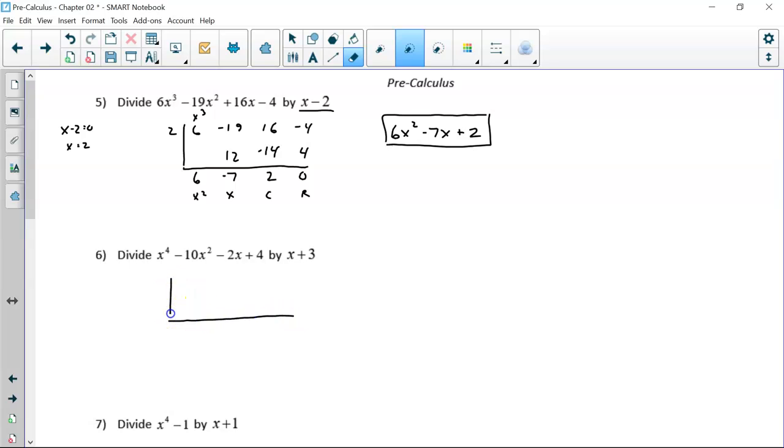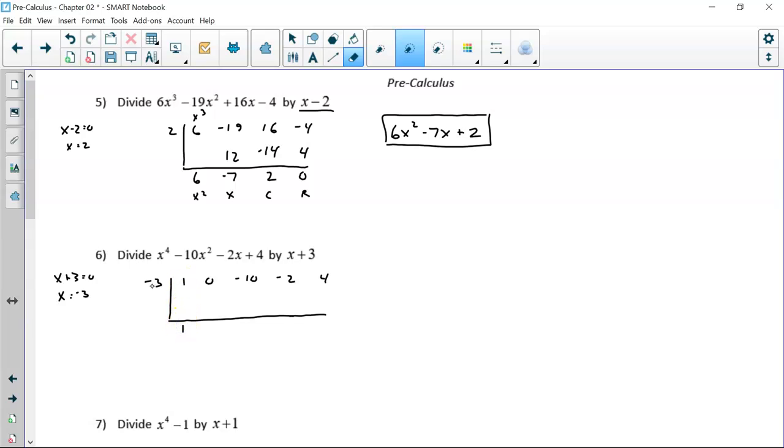We're dividing by x plus 3. So x plus 3 equals 0. x equals negative 3. So negative 3 goes on the outside. And on the inside are the coefficients. x to the 4th, so we have a 1. Now there's no x cubed. We need a 0 for a placeholder. x squared is negative 10. x to the 1st is a negative 2, and our constant is a 4. We need to account for every term. If it's not there, put a 0.